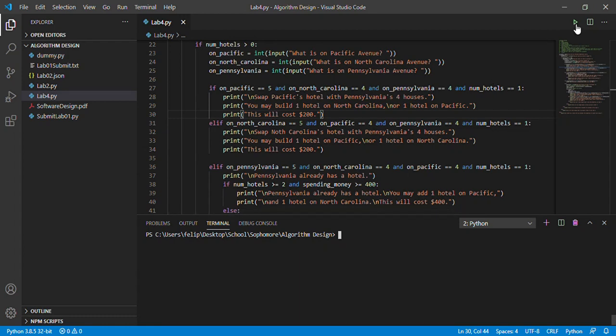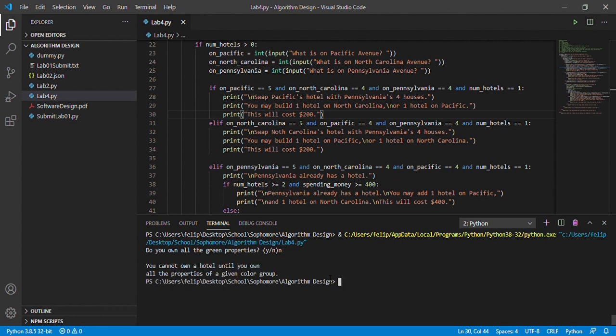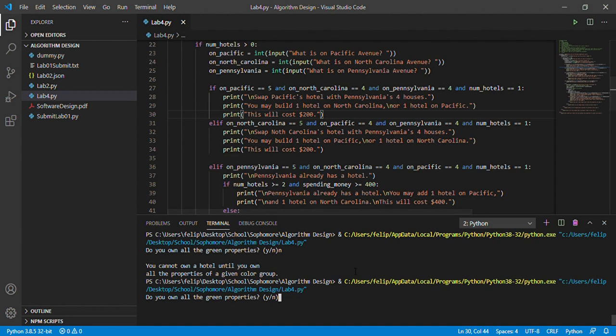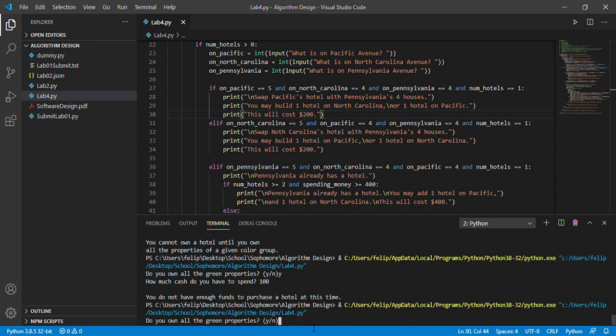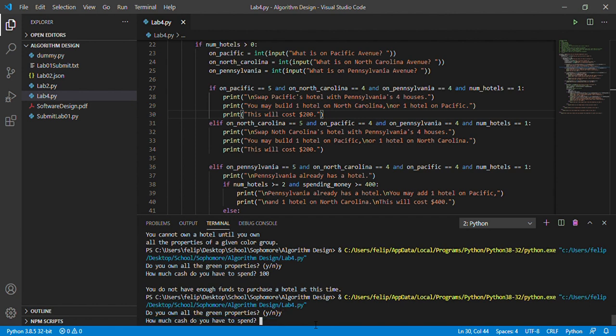So this is my Monopoly program. The first test case is when we do not own all the properties and the message appears. And then we keep going with the second test case, being we do own all the properties but only have $100 to spend. And there also comes a message saying we do not have enough money.